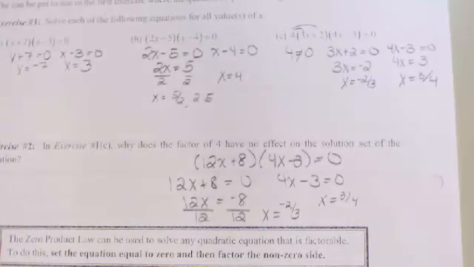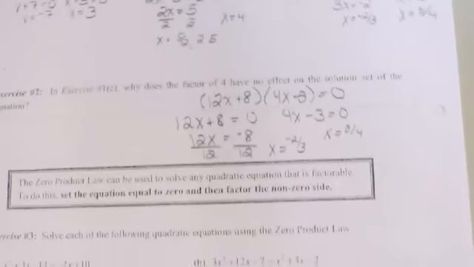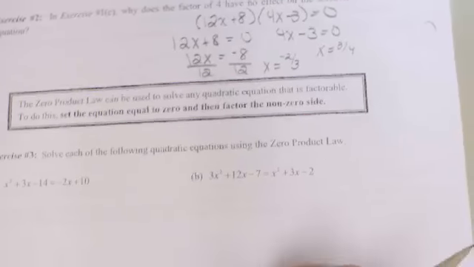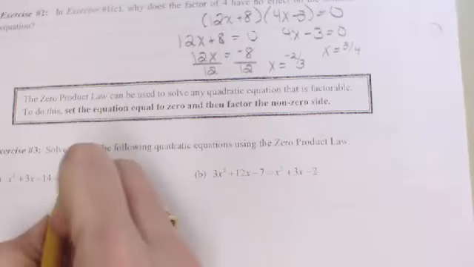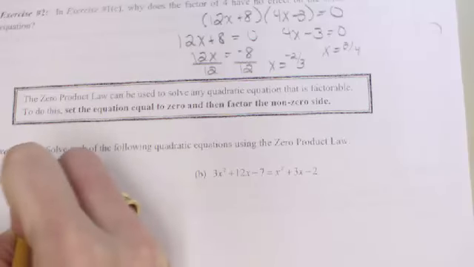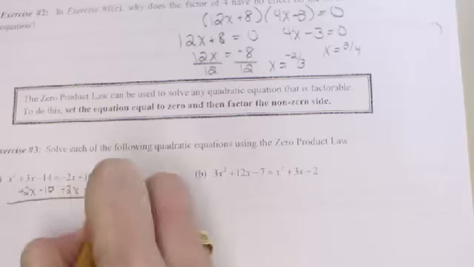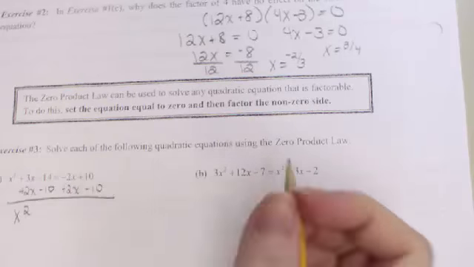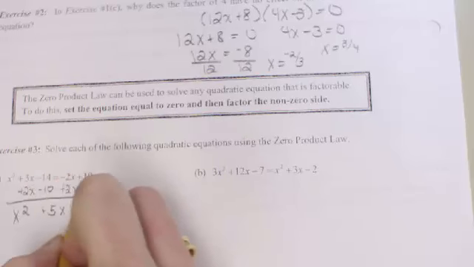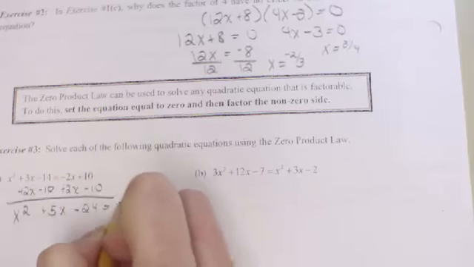So we can use this when I'm trying to solve quadratic equations that are factorable. All we do is move everything over to one side and then start to factor. Look, 2 examples right here. How perfect. So first, add the 2x, subtract the 10. So x squared plus 5x minus 24 equals 0.